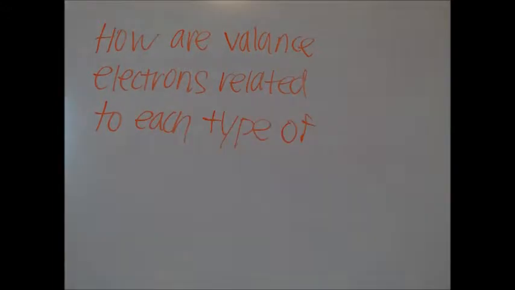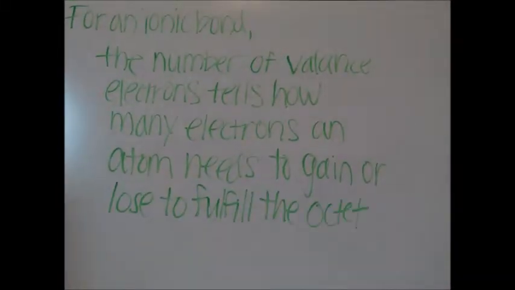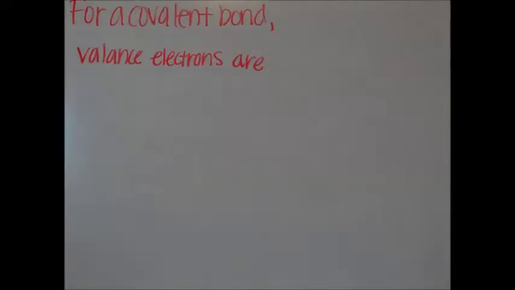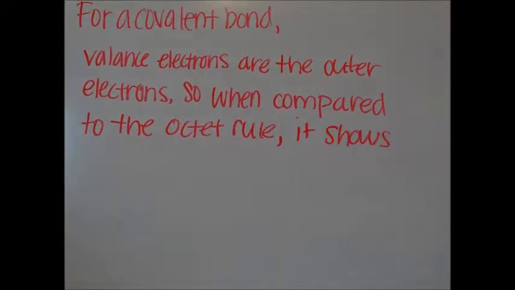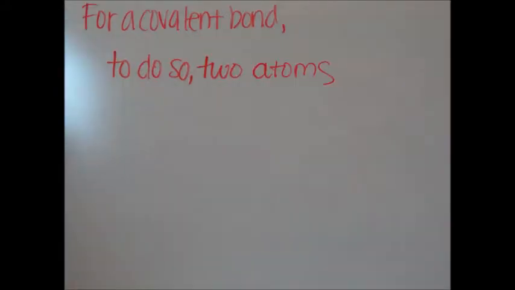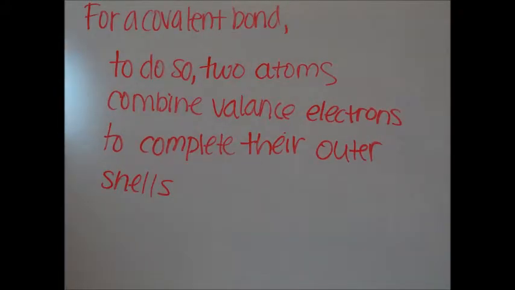How are valence electrons related to each type of bond? For an ionic bond, the number of valence electrons tells how many electrons an atom needs to gain or lose to fulfill the octet rule. For a covalent bond, valence electrons are the outer electrons, so when compared to the octet rule, it shows how many more the atom needs to fulfill it. To do so, two atoms combine valence electrons to complete their outer shells.